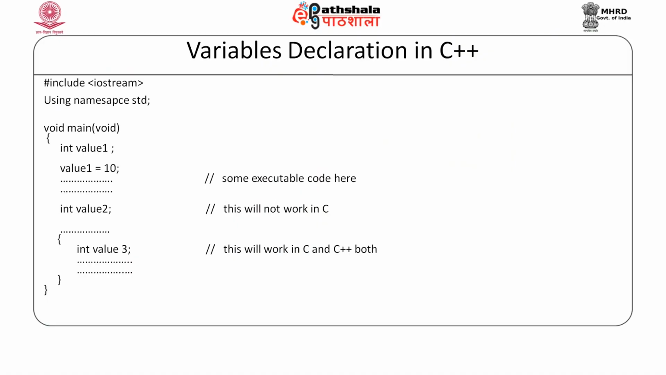Now, let us see this with the help of an example. Here we have this block with us. We have two blocks in this program, one which marks the beginning and end of the main function, and this another block that we have.